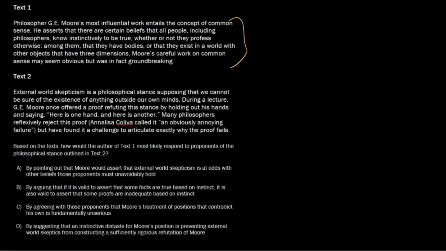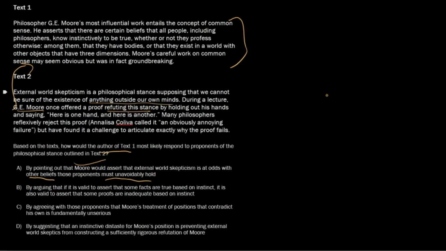Okay, so let's start off with answer choice A. By pointing out that Moore would assert that external world skepticism is at odds with other beliefs that these proponents must unavoidably hold. Okay, and this is how author 1 is responding to author 2. So author 2 is saying that external world skepticism is a philosophical stance supposing that we cannot be sure of the existence of anything outside of our own minds. Okay, and G.E. Moore, who is the guy up here, is offering a proof refuting this stance.